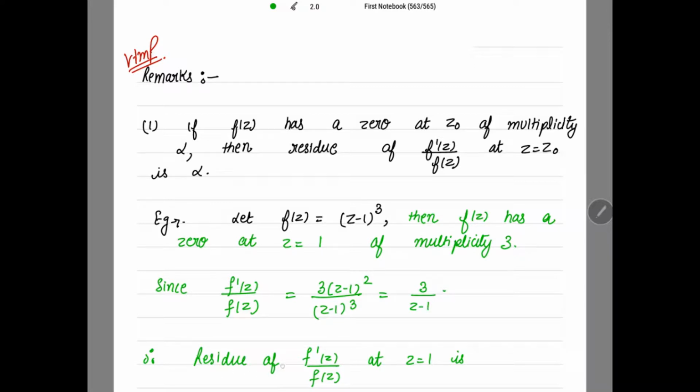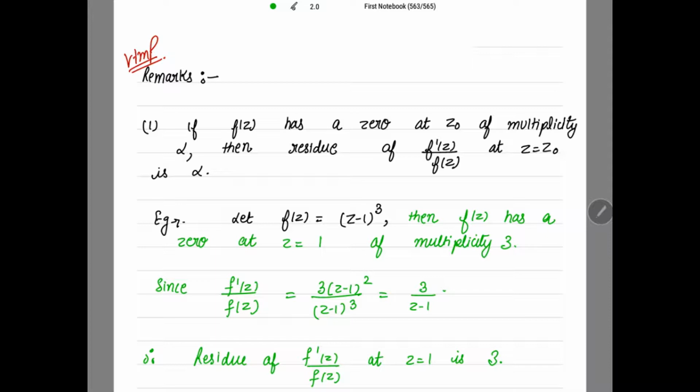Now what is the residue for f'(z)/f(z)? How do we find the residue? What is the residue for that? The coefficient of 1 over z minus z naught. Yes. Now here, what is the coefficient? 3. So the residue comes out to be 3.